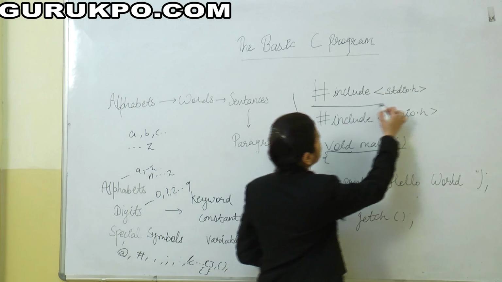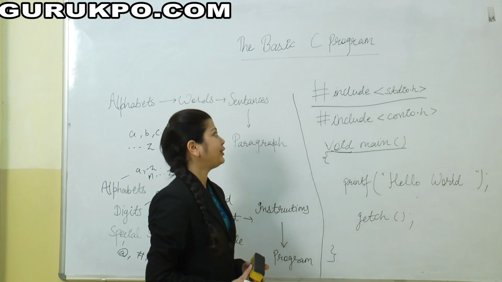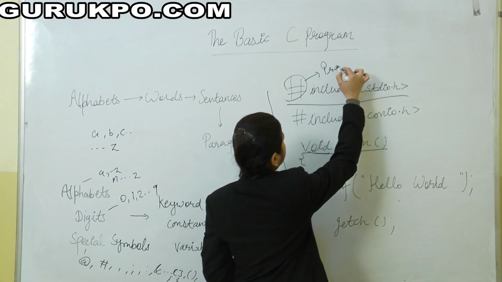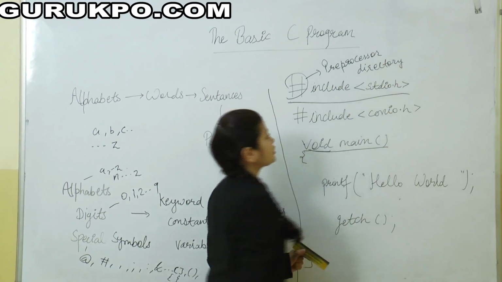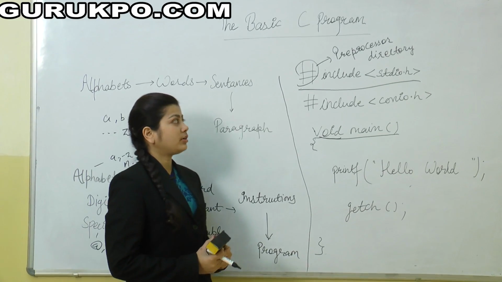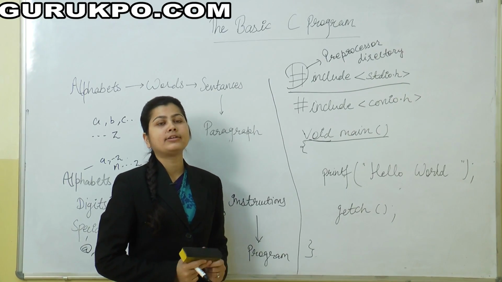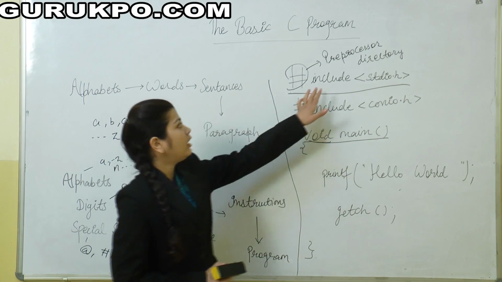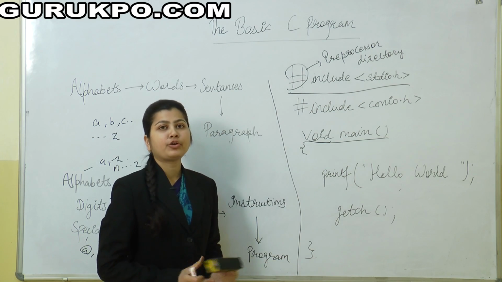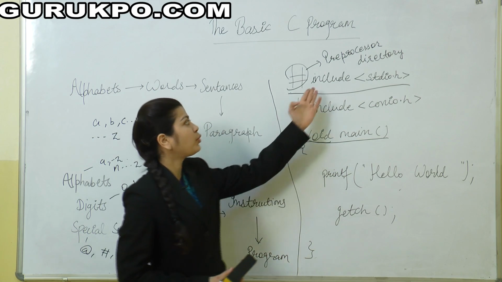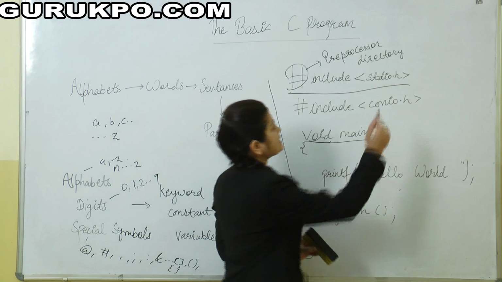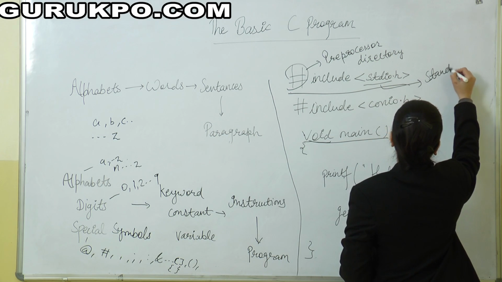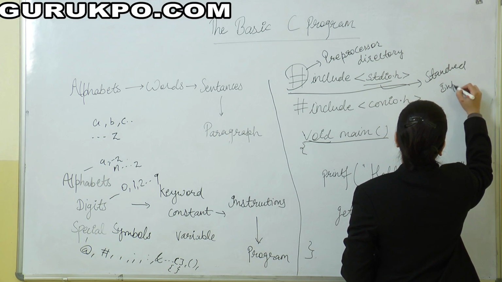In this program, the first line is hash include stdio.h. Here, hash is the preprocessor directive, which includes all the header files, all the functions, all the variables, and all the definitions stored in the header file. Include is the keyword we use if we include something in our program, and stdio.h is the header file. The full form of stdio.h is standard input output.